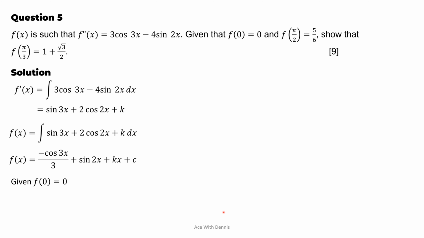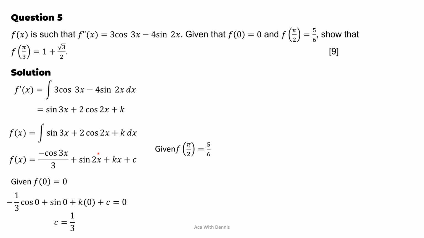The next thing we need to do is find the constants. Given that f(0) = 0, we substitute the values into the equation of f(x). We get −1/3 cos 0 + sin 0 + k(0) + c = 0. Do note that cos 0 is not 0. Then we get c = 1/3.